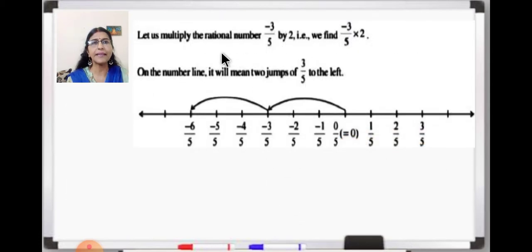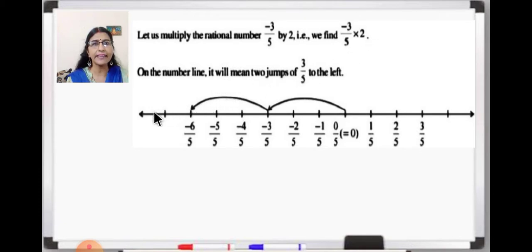Now let us apply this to a rational number. This is a rational number, minus 3 upon 5. We will multiply minus 3 upon 5 by 2, that is, we have to find minus 3 upon 5 into 2. Now how will we represent it on the number line?